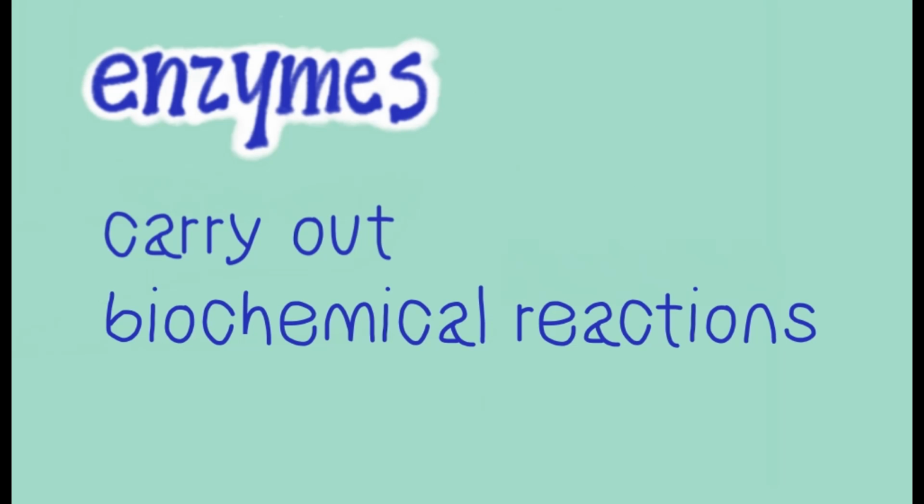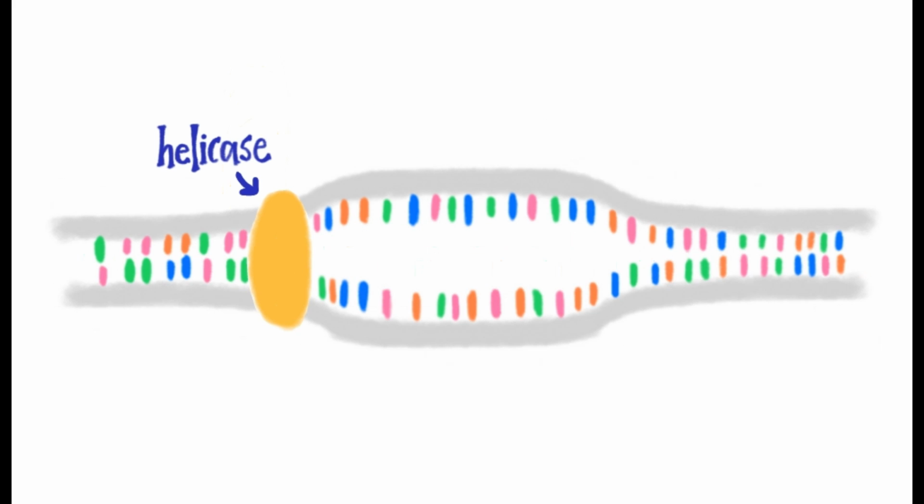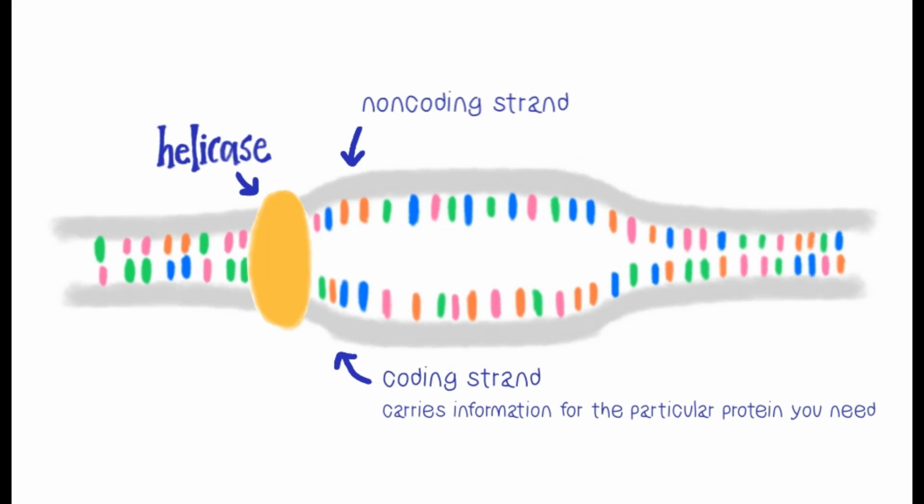First, the enzyme helicase is used to split DNA into two strands, the coding and non-coding strand. The coding strand is a strand of DNA that carries the information for the particular protein you need, and this is distinctly different from the non-coding strand, which is the exact opposite of the coding strand due to the complementary base pairing rule, and therefore does not have the info you need.